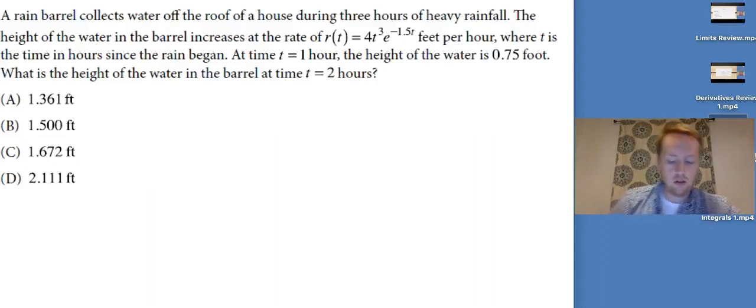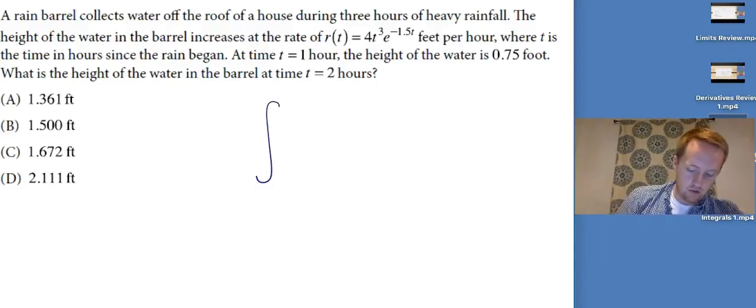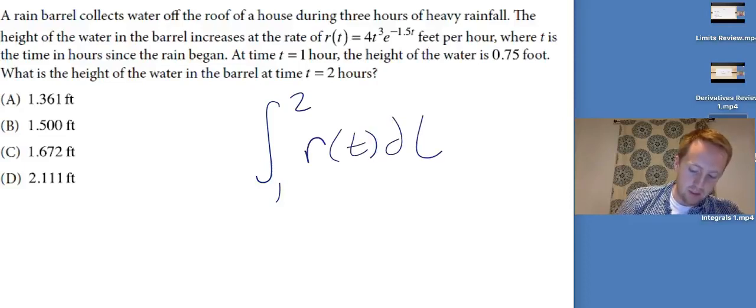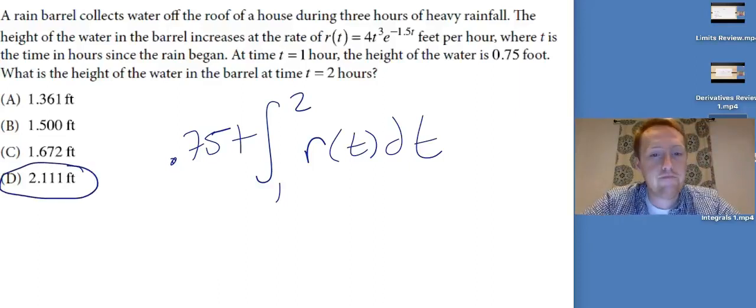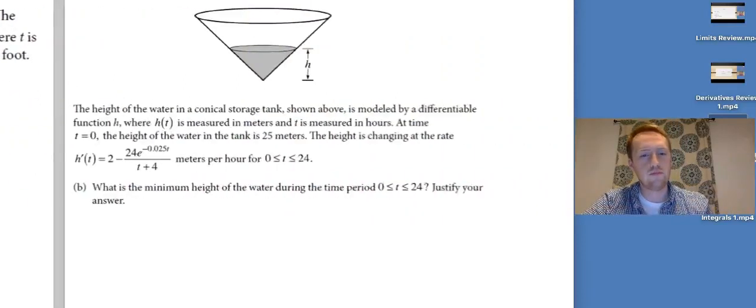Just like the last one, I'm just going to integrate the function r of t from the two t values I know. That gives me the change in height. I want to know the actual height, so I add the initial condition. And when you put that in the calculator, you get 2.111. Easy as that. Find the integral, plug it in your calculator, add the initial condition.